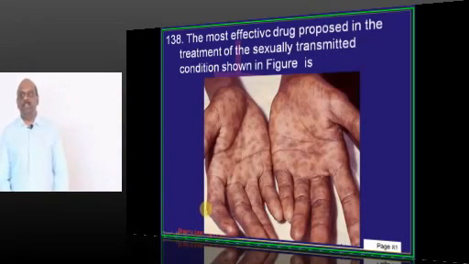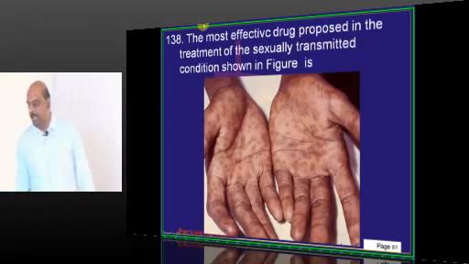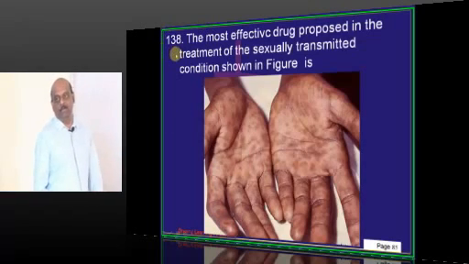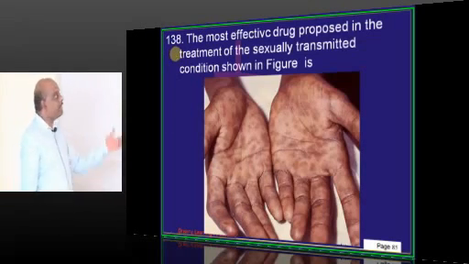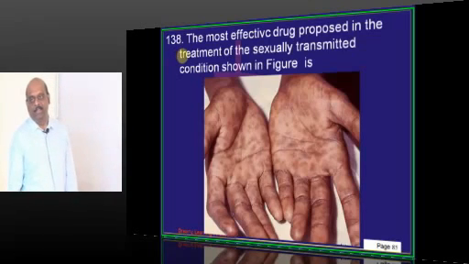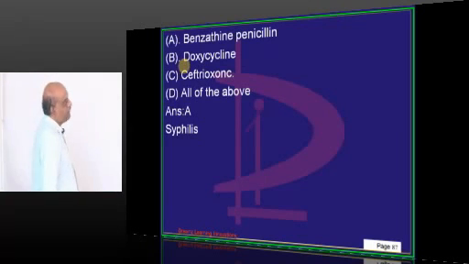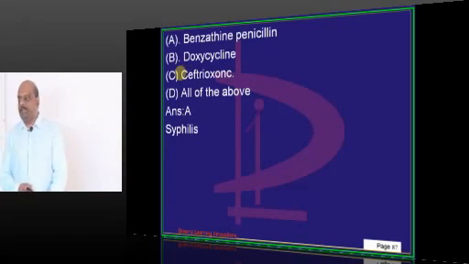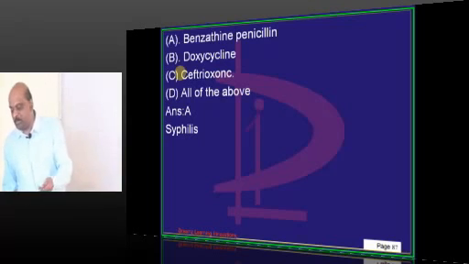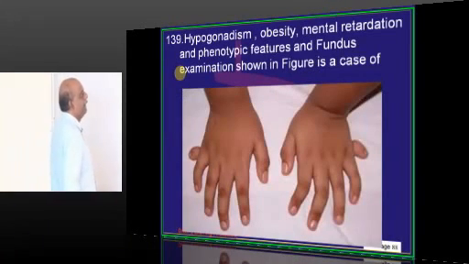So this is a sexually transmitted disease, and the lesions on the palms have been shown. These are the classical secondary syphilitic rash on the palms. So that is the reason benzathine penicillin even today is the best drug for the management of syphilis, is what you need to basically remember.